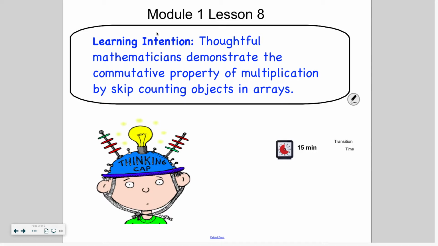Let's get started by reading our learning intention. Thoughtful mathematicians demonstrate the commutative property of multiplication by skip counting objects in arrays.